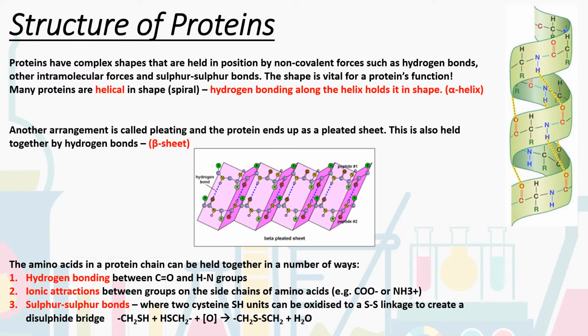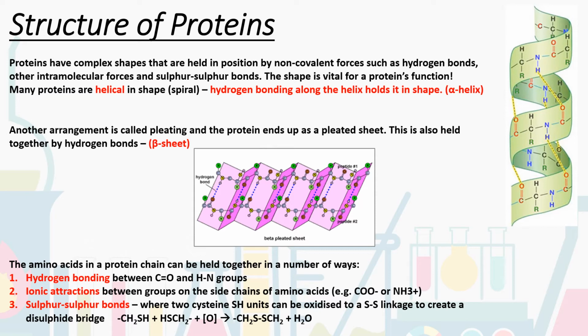So looking at the structure of proteins, proteins have pretty complex shapes. And these shapes are held in position by non-covalent forces. So not actual fully covalent bonds, but non-covalent forces. And these are the kind of intermolecular forces that you've seen before, so hydrogen bonding, sulfur-sulfur bonds, for example. And the shape is vital for a protein's function. If the shape changes, quite often it loses the ability to carry out whatever task it needs to do. It loses the ability to function properly.